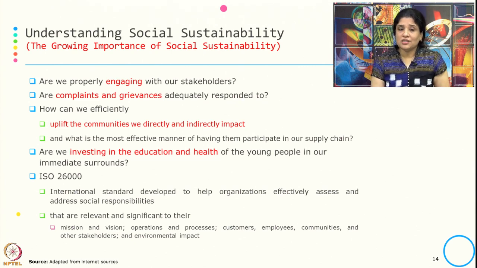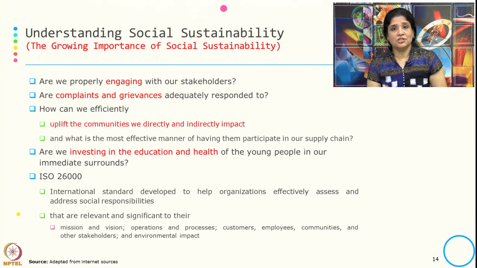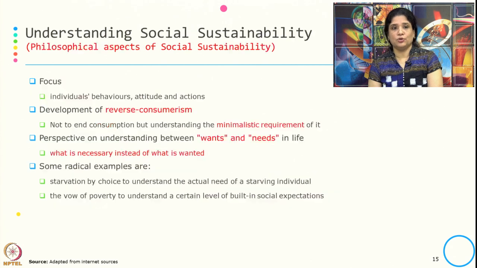So, this is an international standard developed to help organizations effectively assess and address the social responsibility issues that are relevant and significant to their mission and vision, operations, processes, customers, employees, community and stakeholders, and also the impact they are creating on the ecosystem. Now, let us understand the philosophy behind social sustainability.